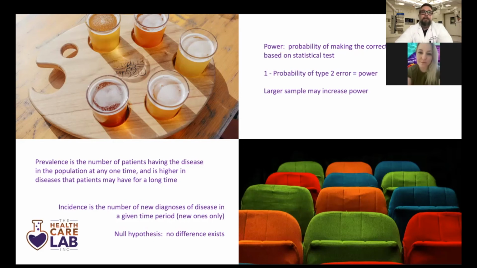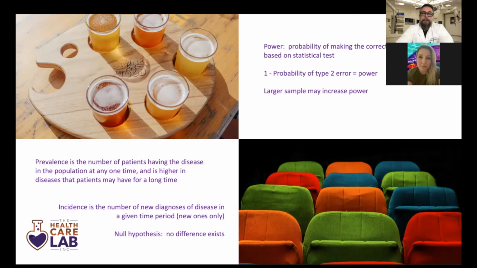Let's talk about prevalence. Prevalence is the number of patients having the disease in the population at any one time. It is not incidence. Incidence is the new cases that kind of pour into this container full of prevalence. And it's higher in diseases that patients may have for a long time. You can have a disease that floats around the population and everybody just kind of has it, like often CMV and things like that that people just acquire and they live with it just fine. And because it doesn't kill them, they have it longer. They get it early in life and they just kind of have it for a long time. Okay. That happens.